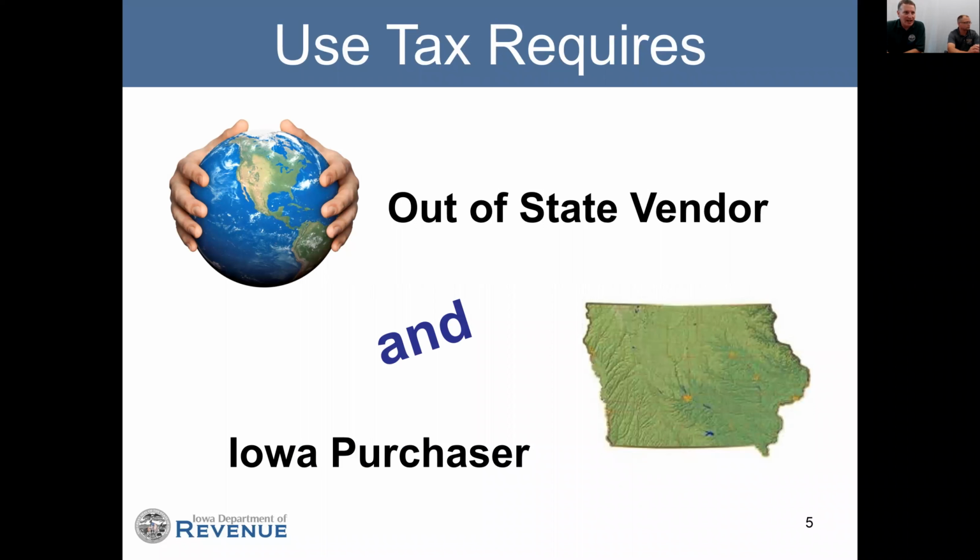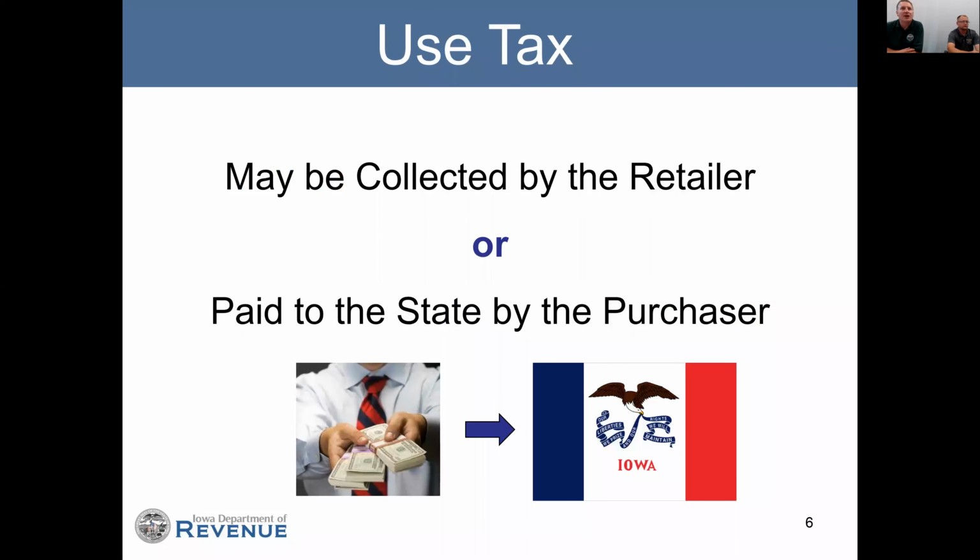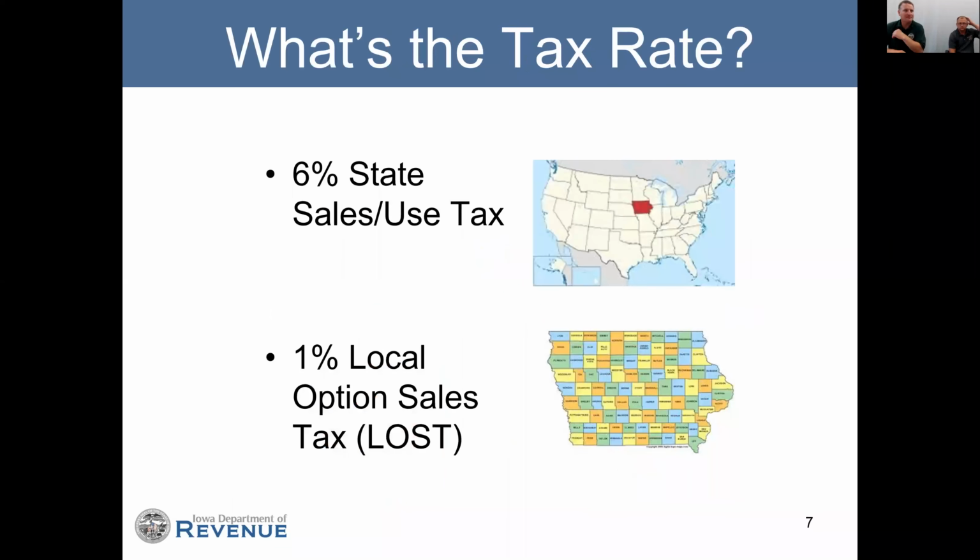Jumping on to use tax. Use tax is going to require an out-of-state vendor and an Iowa purchaser. Okay, so we've got an out-of-state transaction going on here. When it comes to use tax, this can be collected by the retailer. That's called retailer's use tax, or it can be paid to the state directly by the purchaser. That's called consumer's use tax. Again, we'll spend a little bit more time on these and explain them to you just a little bit.